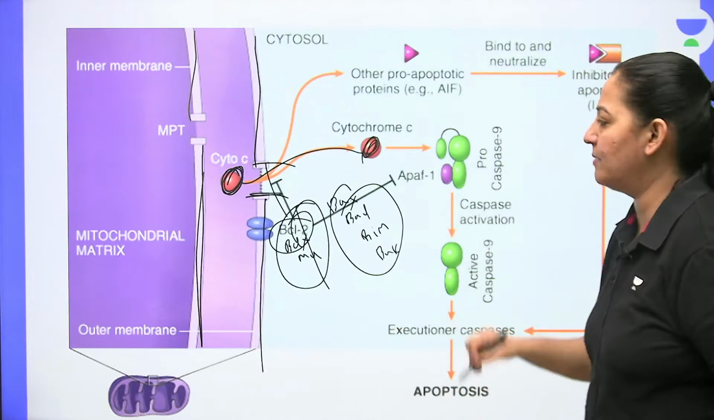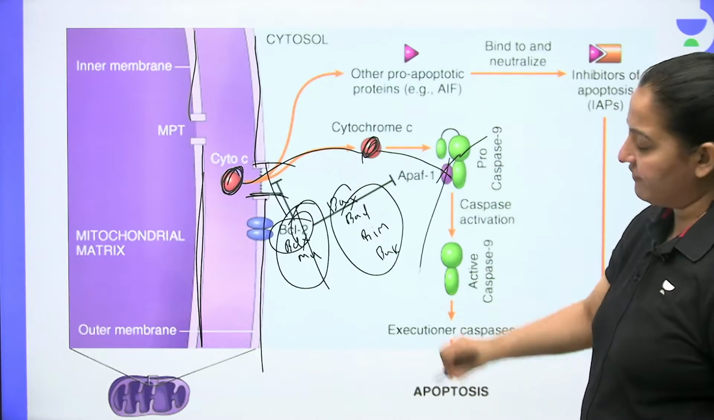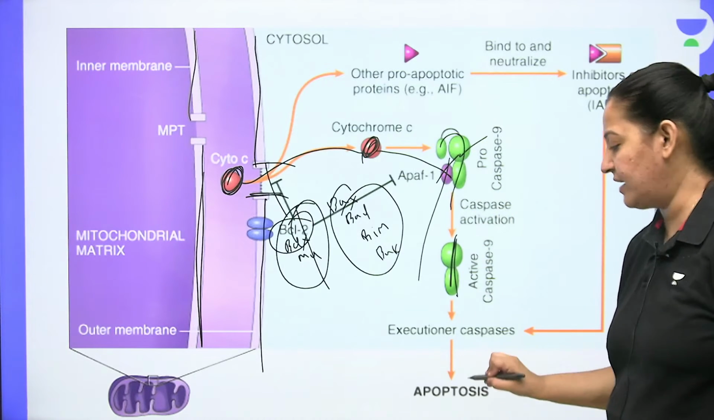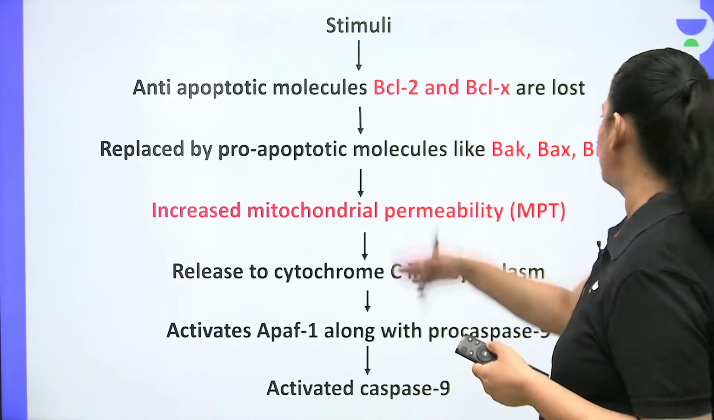On coming into the cytoplasm, the two best friends, pro-caspase 9 and APAF1. Cytochrome C takes APAF1 with him. So pro-caspase 9 is alone and it gets converted into active caspase 9. And it will lead to apoptosis later on in the execution phase, I will tell you. So this is how you have to write in your exam.